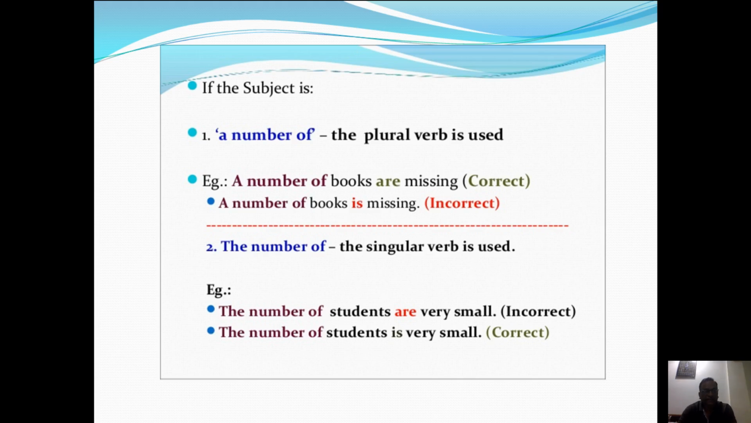If the subject is "a number of", the plural verb is used. A number of books are missing. Correct. A number of books is missing. Incorrect. I repeat, if the subject starts with "a number of", the plural verb is used. So the correct one: a number of books are missing. With "the number of", the singular verb is used. The number of students are very small. The number of students is very small.